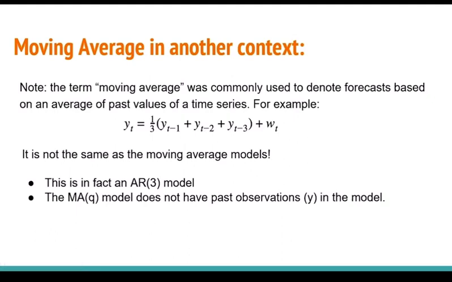What I've specified right now is an autoregressive model of order 3, because the moving average model that we're dealing with does not have past observations y in the model. If you take a look at what I have here, this has past observations y: y_t minus 1, y_t minus 2, and y_t minus 3. That does not qualify it to be a moving average model, because what we expect in a moving average model is to relate the current value of the series as a function of the previous residuals.